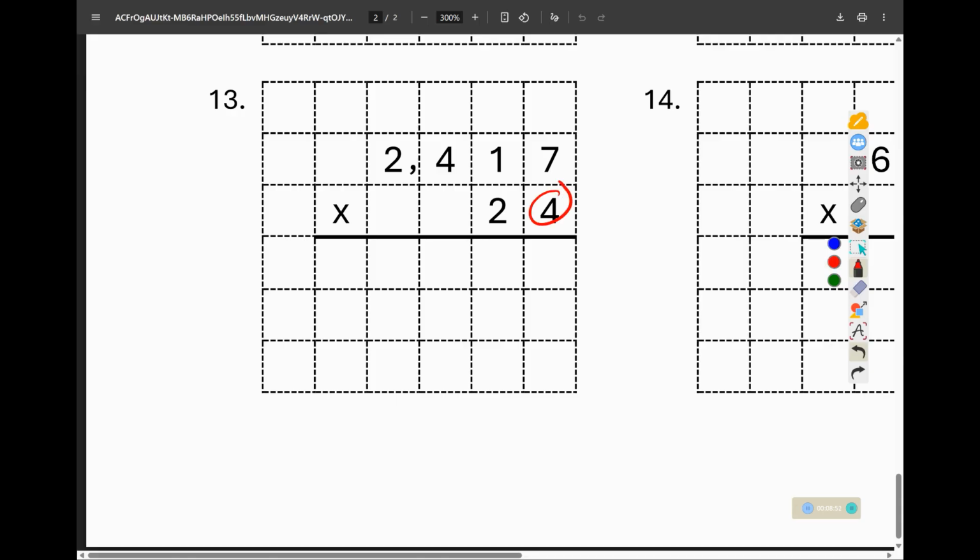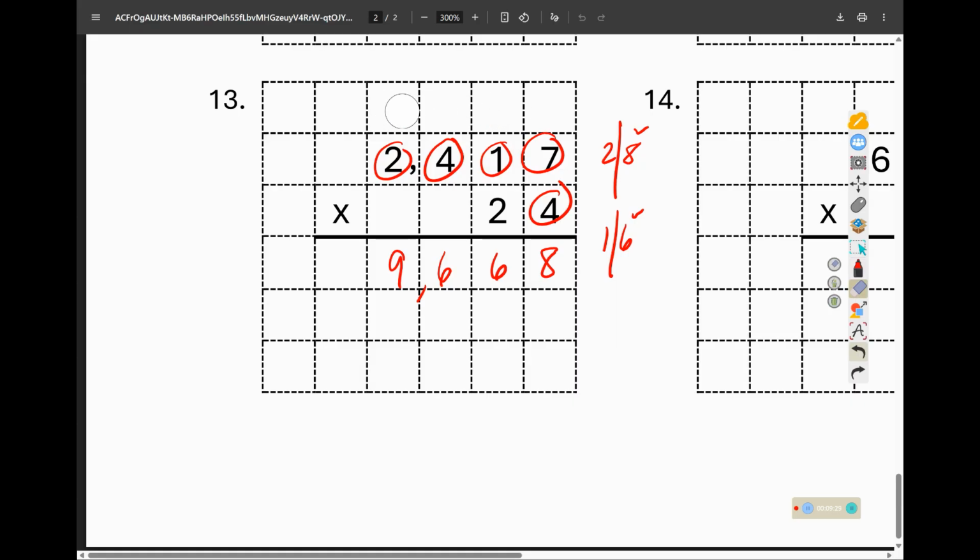Okay. 4 times 7 is 28. The 8 is on the right. The 2 is on the left. 4 times 1 is 4, plus 2 is 6. 4 times 4 is 16. 6 is on the right. The 1 is on the left. 4 times 2 is 8, plus 1 is 9.